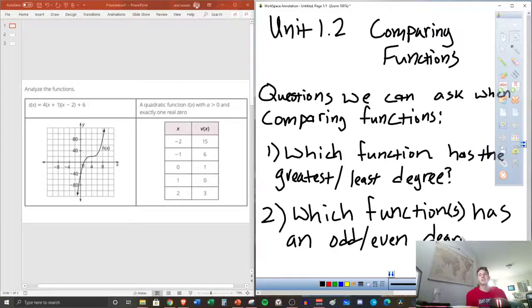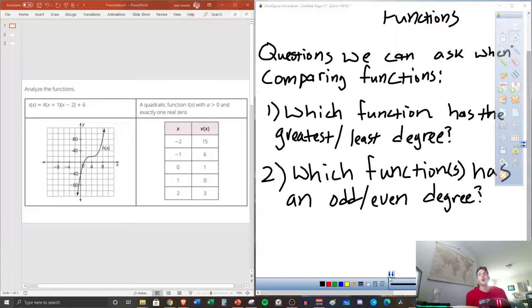So a question on the test, going back to number one, might be: which function has the greatest degree? And you're just looking at all four of them. Which function has the least degree? You look at all four. Which one has an even degree? Which one has an odd degree? And you look at all of them. Sometimes there's multiple that are even, sometimes there's multiple that are odd.